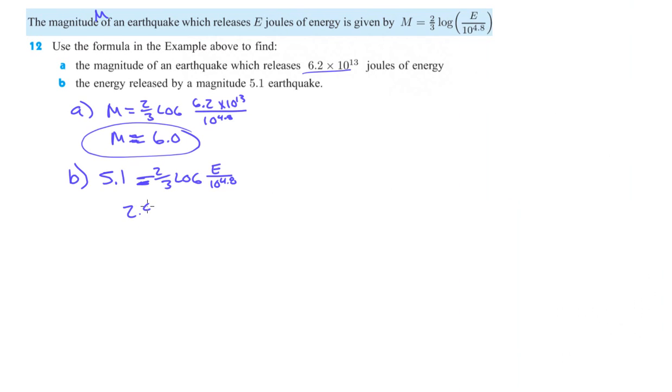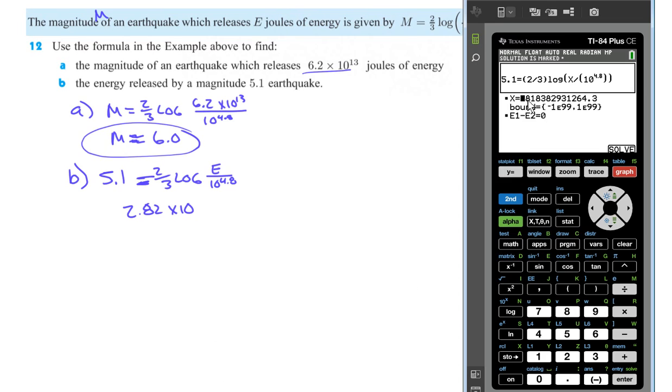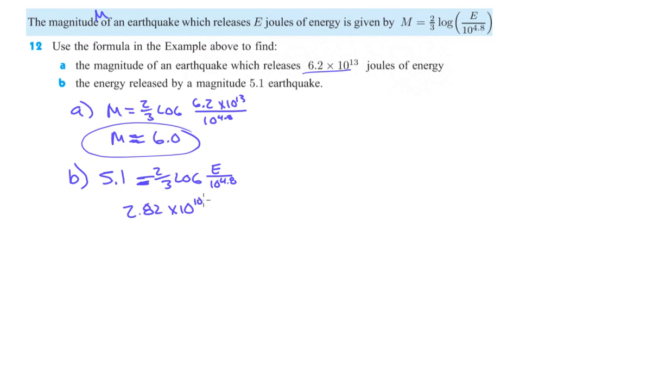So we're going to go 2.82 times 10 to the, and now we got to count the number of decimal places. 1, 2, 3, 4, 5, 6, 7, 8, 9, 10, 11, 12, so times 10 to the 12th power. That's how many joules of energy a 5.1 magnitude earthquake should release. So again, pretty important to be able to have a graphing calculator in order to figure these out.